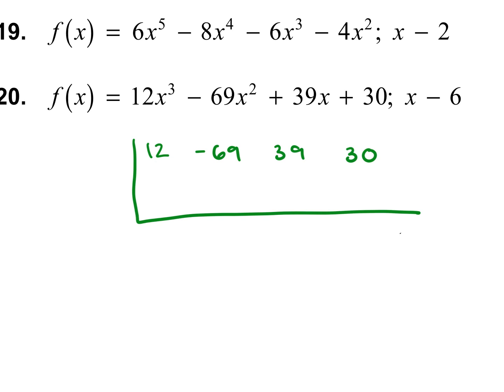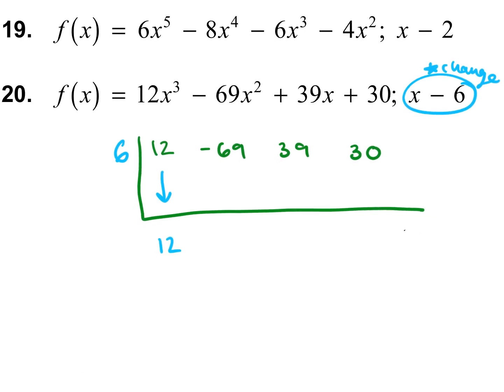What's going to go on the outside? -6 or +6? +6. We changed the sign. So +6 on the outside. So let's drop down 12. 12 times 6 is 72. Yep. 72 minus 69. 3. 6 times 3. 18. 18 plus 39. 57. 6 times 57.